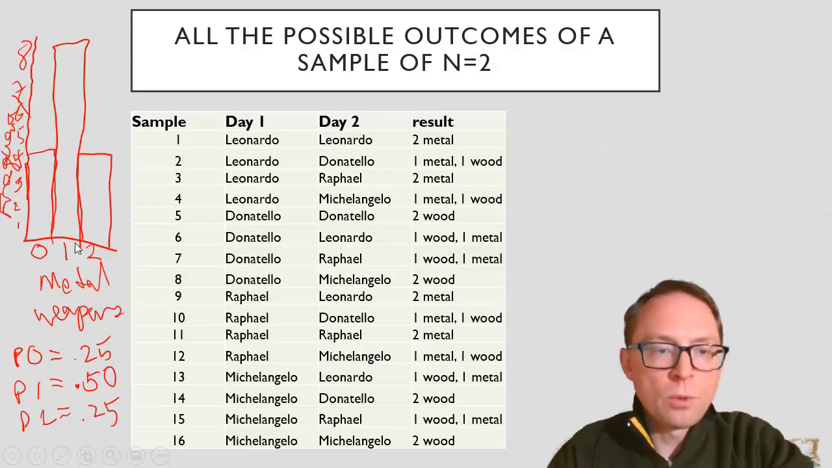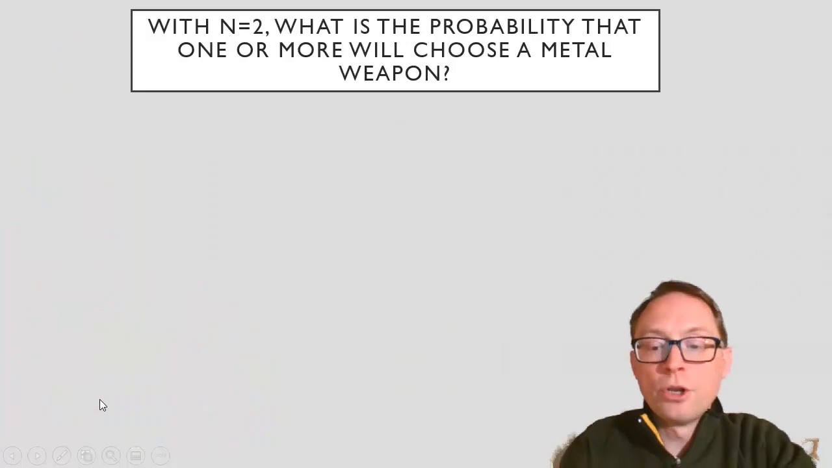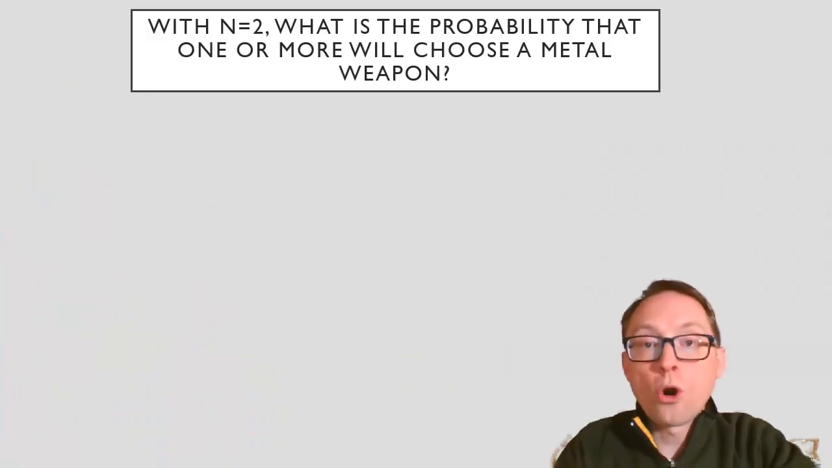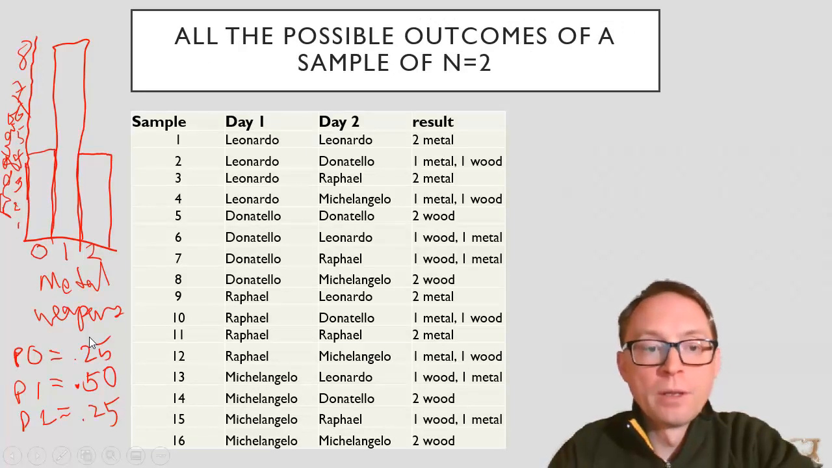So what's the probability of 1 or 2 turtles having a metal weapon? It's the probability of 8 out of 16 plus 4 out of 16, which is the probability of 0.5 plus the probability of 0.25. Notice how when we're talking about "or more", we're adding, the addition rule, "or", right? So the probability of 1 or 2 out of a sample of 2 having a metal weapon is 0.75.